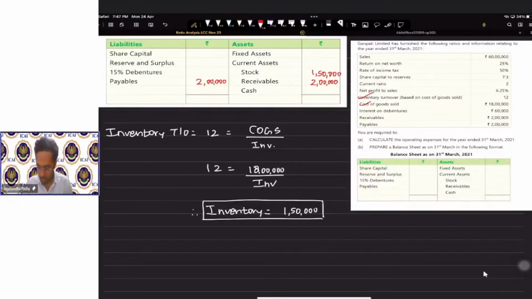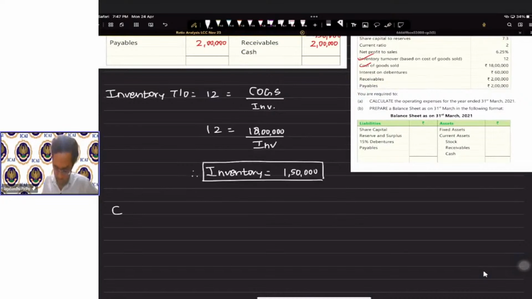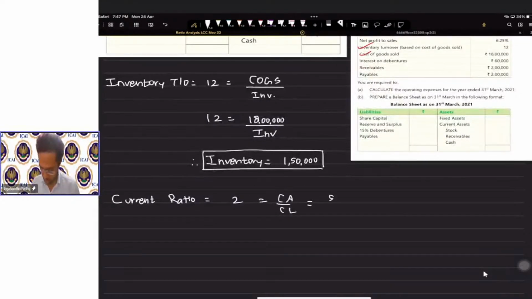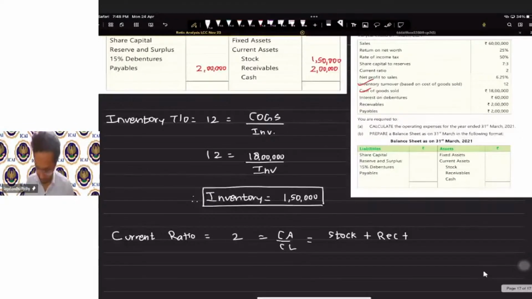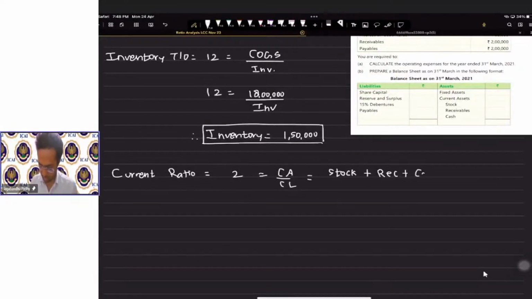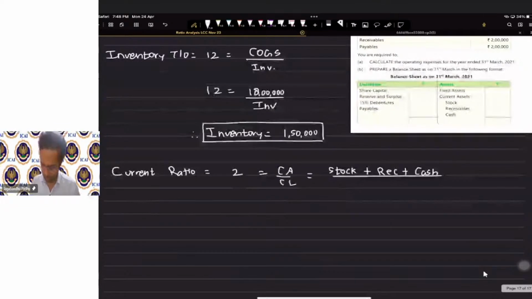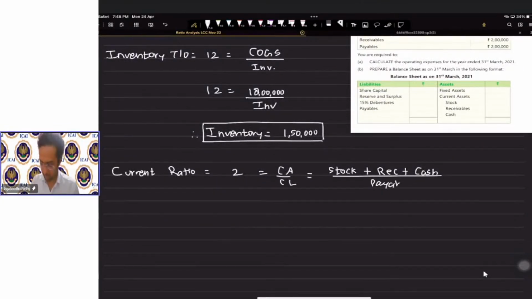Now, coming to the next part, which is this current ratio. See, current ratio is given as 2 times, right? So the current ratio is 2. We know it is current assets upon current liabilities. Now in current assets, we have stock, we have receivables, we have cash, divided by, in current liability, we just have the payables.